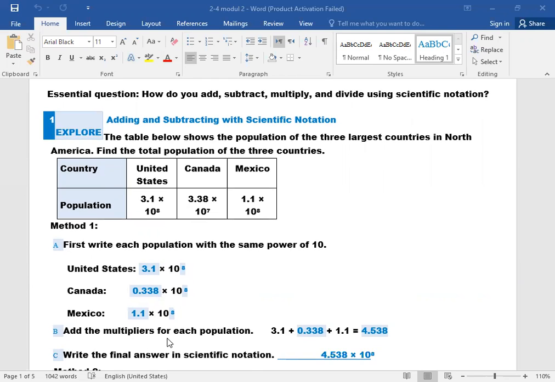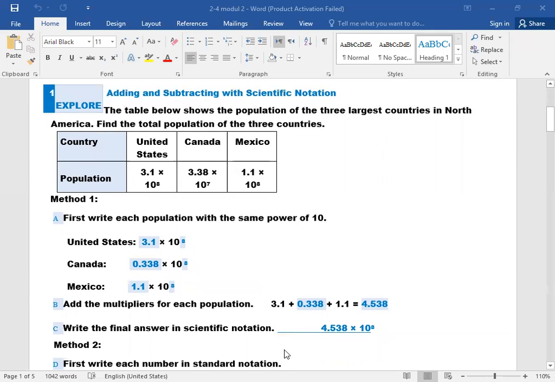We will add the multipliers of each population, which means 3.1 plus 0.338 plus 1.1. So the answer will be 4.538. And we already have 10 to the power of 8 as the exponent from the beginning. So the final answer will be 4.538 times 10 to the power of 8. This one is already written in scientific notation. So this is the first method which we can use to answer this question.